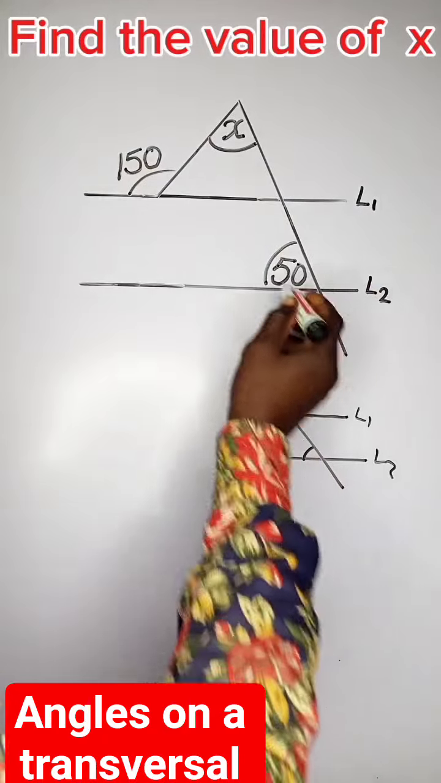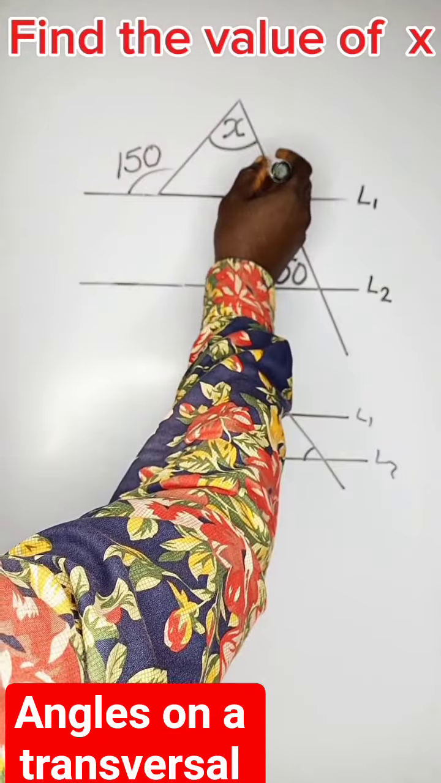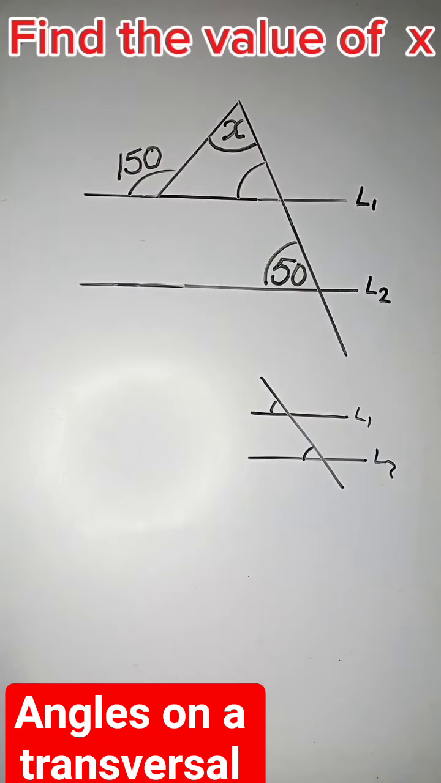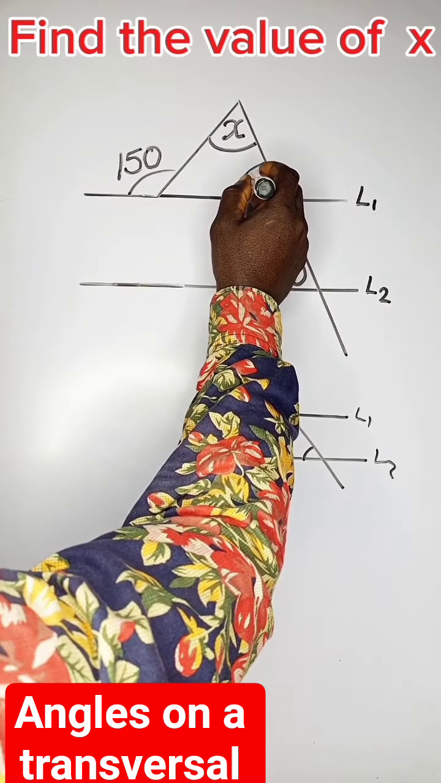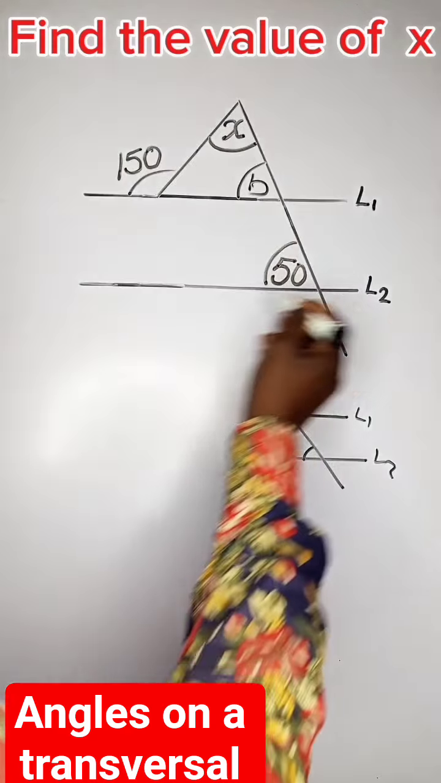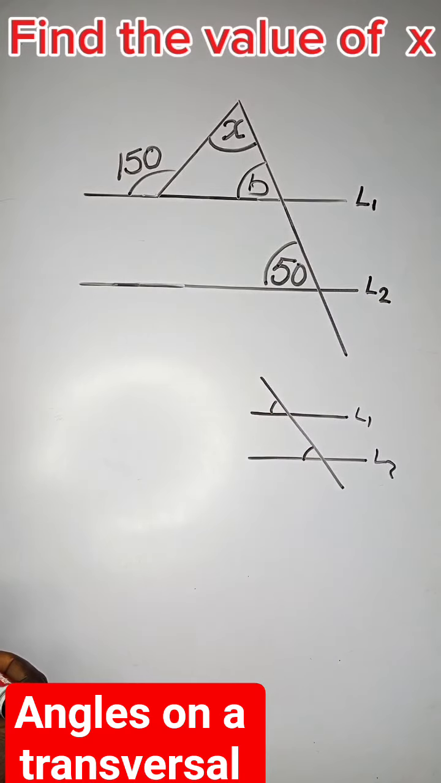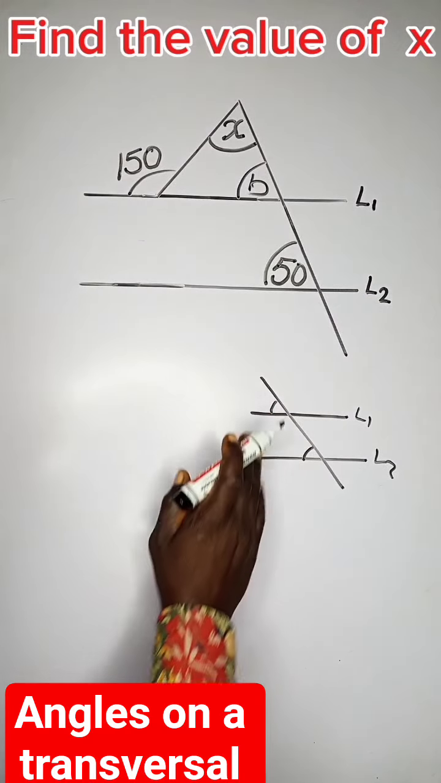So if we look at it, we've just picked up the same situation here. That line is parallel to this line. This angle naturally corresponds to that angle. With respect to L1, that's the angle there. We can call it B. With respect to L2, the angle is 50. Corresponding angles are equal.